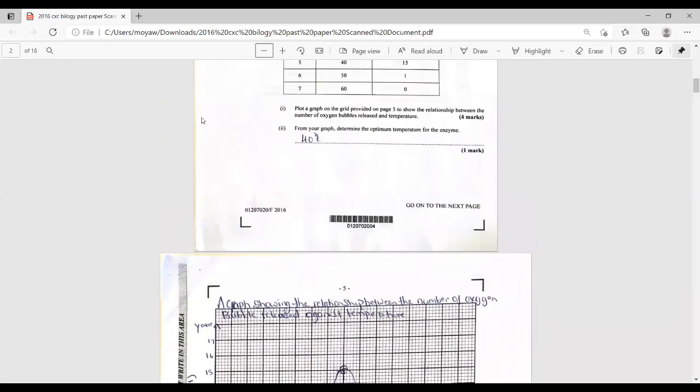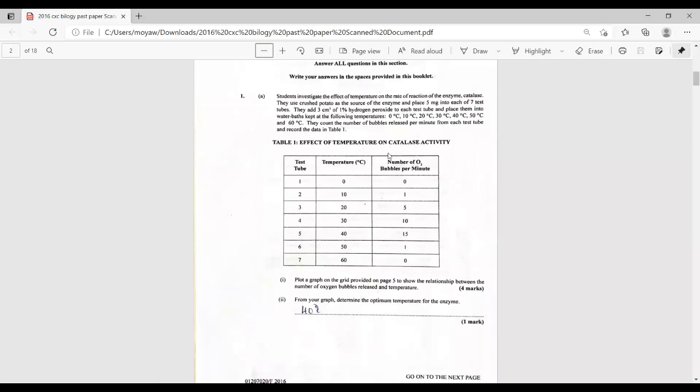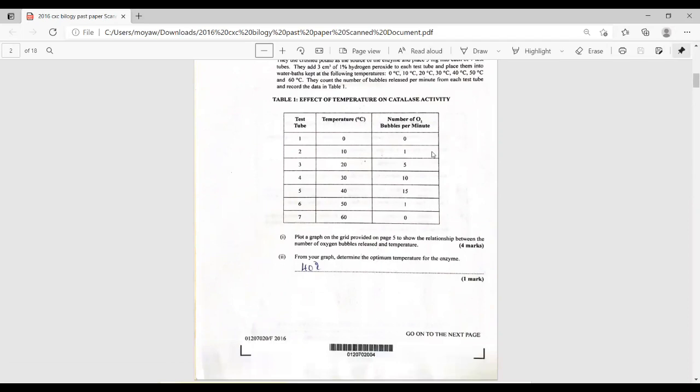Or you can always go back to question I, which I got my information from, and say something like a graph showing the relationship between the number of oxygen bubbles released per temperature. Or even the title of the table could give you a graph title. So a graph showing the effect of temperature on catalase activity. And you should be good.